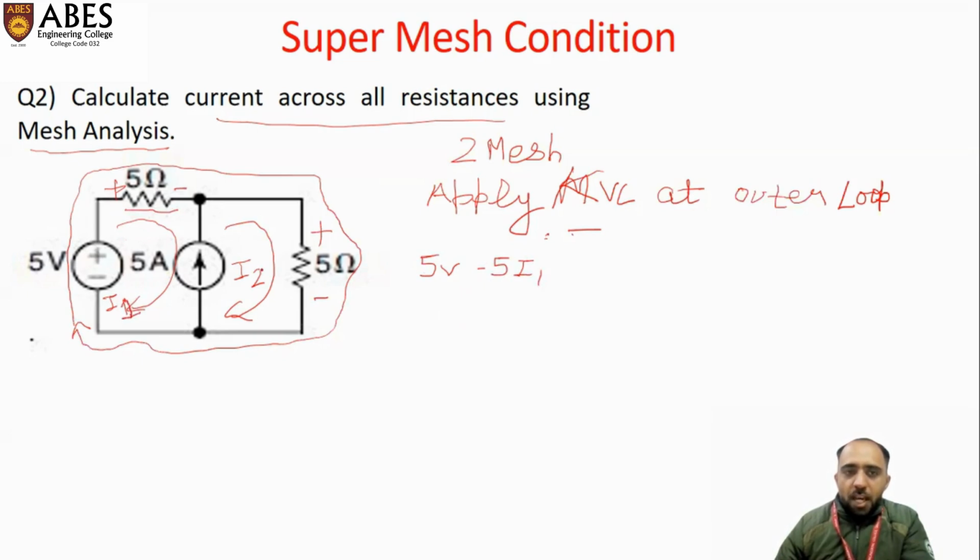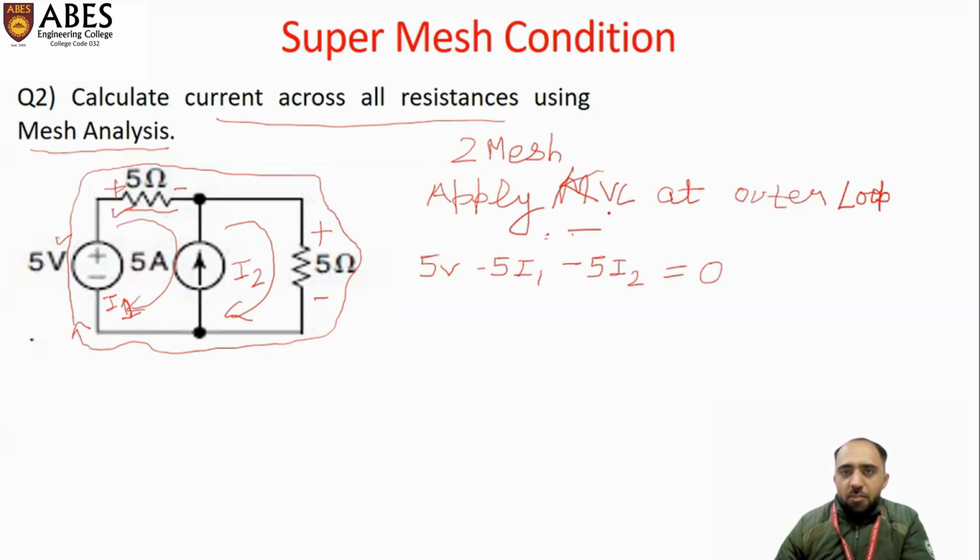We assumed it as I1 current, and in this mesh there will be I2 current. So 5 volt, I1 taken here. This 5 ohm resistance also I used here. Remember, I'm taking the outer loop for the KVL. So 5 volt minus 5 I1 minus 5 into I2 is equal to 0.